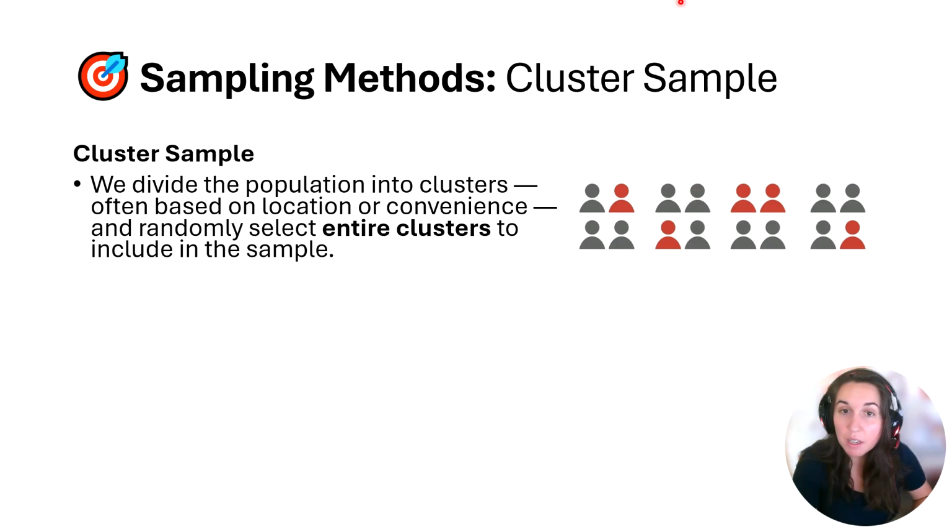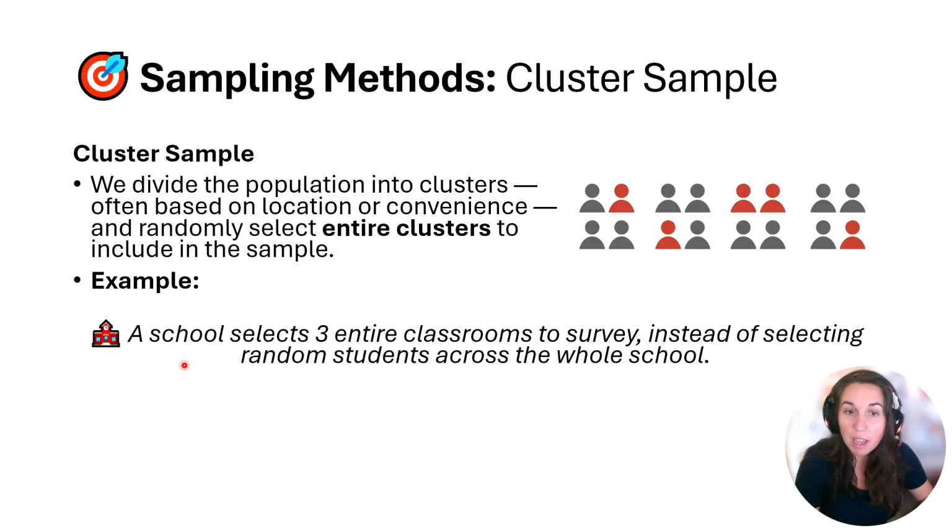So the next type of sampling we have is called cluster sampling. And that's when we divide the population into clusters, often based on location or convenience, and randomly select entire clusters to include in the sample. And so, for example, let's say we have a school and it selects 3 entire classrooms to survey instead of selecting random students across the whole school.